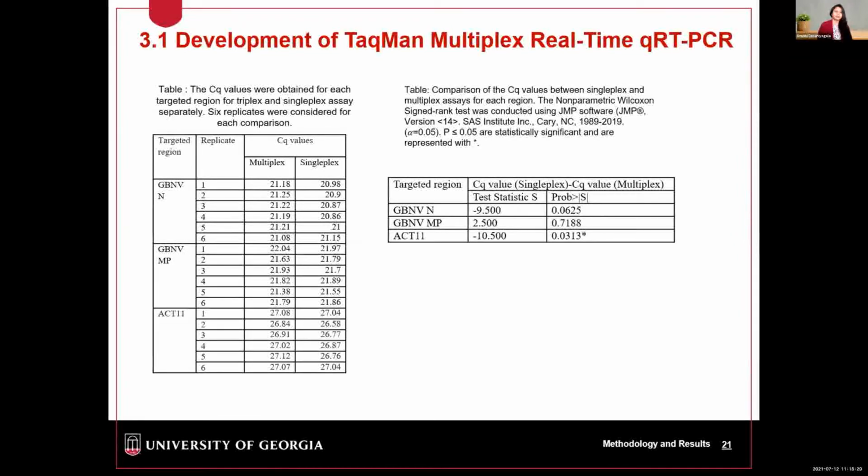multiplex reactions. Here what we did was we obtained Cq values for each region in both reactions, multiplex and singleplex reactions, and we compared the Cq values between both reactions. When we compared these values using the non-parametric Wilcoxon signed-rank test, we found that there is no significant difference between Cq values when it comes to viral genomic regions, GBNV nucleic acid protein and movement protein, but there is a difference for the internal control.